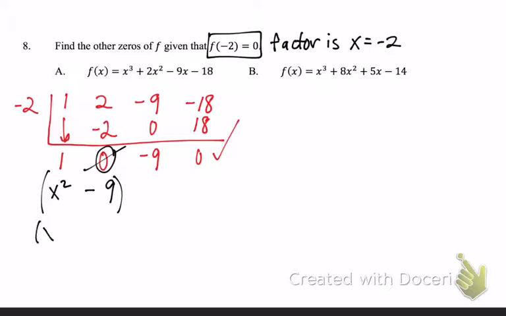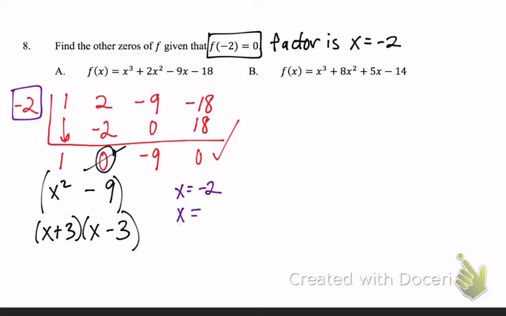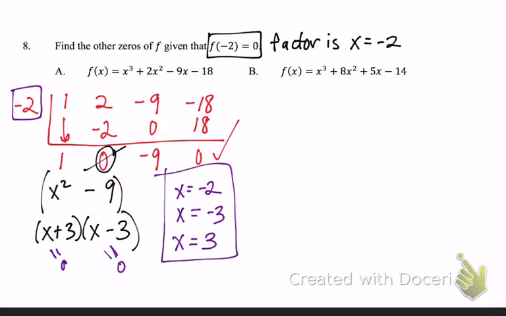It's a difference of two squares, so x plus 3, x minus 3. And then I'm going to set each one equal to 0. So we already have x equals negative 2, x equals a negative 3, because this equals 0, and x minus 3 equals 0, so x equals a positive 3. So these would be my three answers. Same thing for part B.